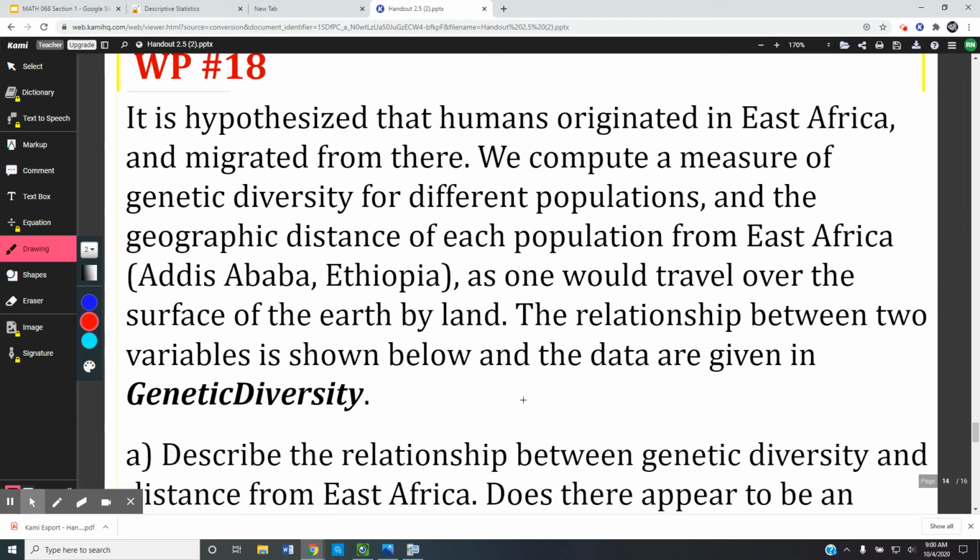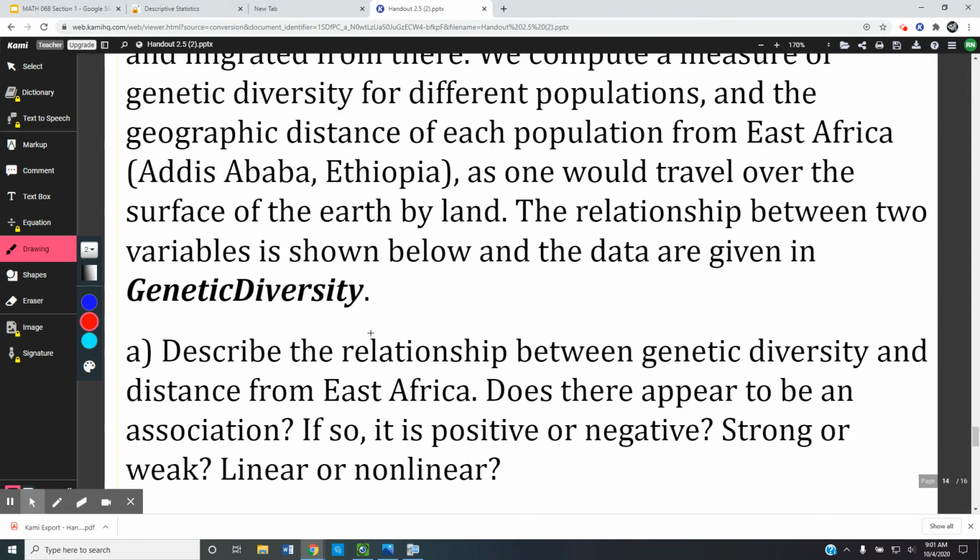Question number 18. Let's take a look at question number 18 here. It says, it is hypothesized that humans originated from East Africa and migrated from there. We compute a measure of genetic diversity for different populations and the geographic distance in each population from East Africa, as one would travel over the surface of Earth by land. The relationship between the two variables is known below, and the data sets are given as genetic diversity. Okay, so we need to make a mental note that genetic diversity is the data set that we're talking about, and that is referring to StatKey.